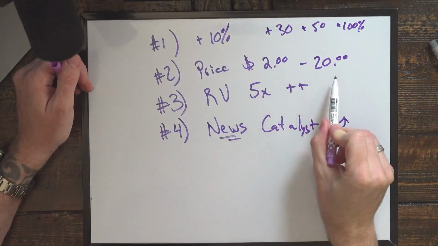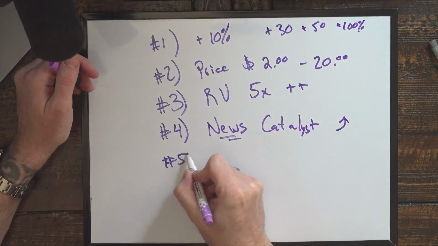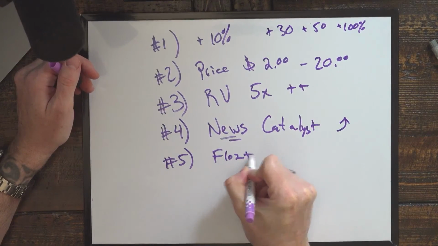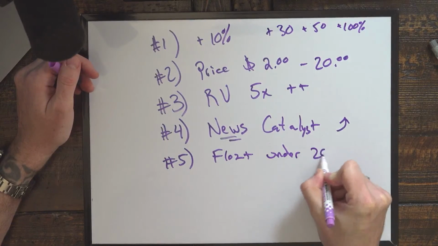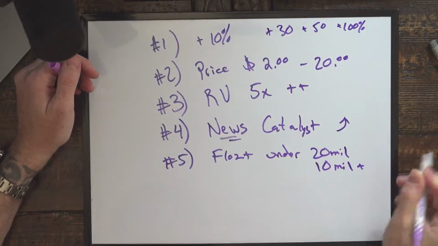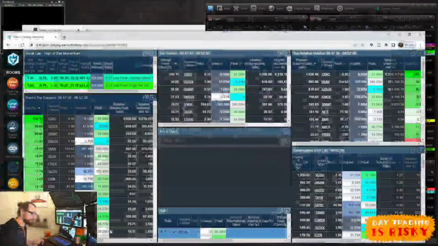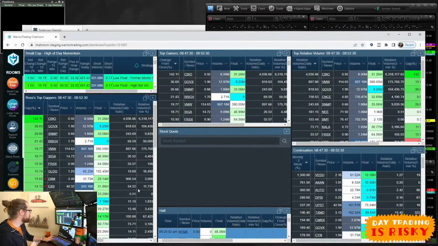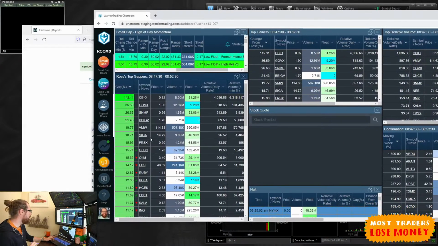because the price is popular and, number 5, float under 20 million. Preferably under 10. This would be preferred. All right, so now let's look over at our scan again. So if we're looking at this scan here of these stocks, we can now rule out, generally speaking, CBIO, SN, MP, VWM, or VMW.